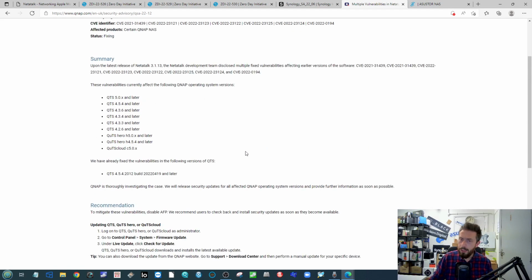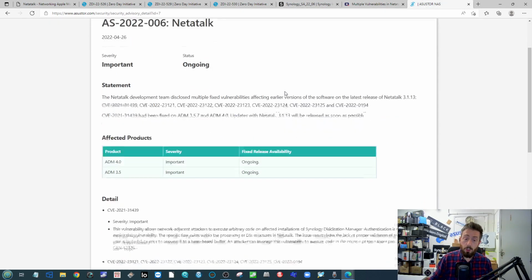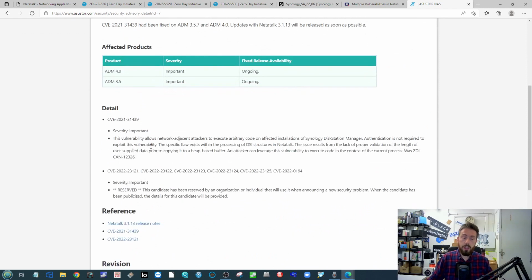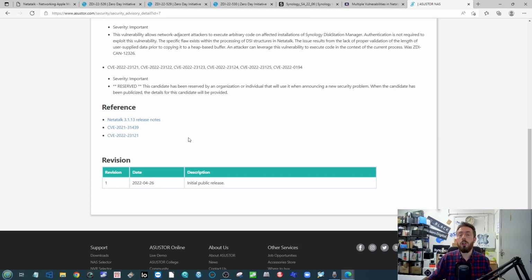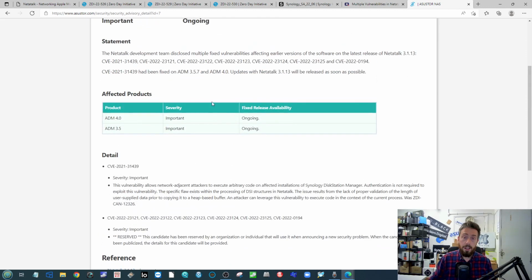QNAP have seemingly been the only platform that I can see that have recommended disabling the AFP Apple filing protocol in their settings and file services. And again, Asustor have listed it, but they've not gone into too much detail there. They've talked about the initial publication of it, but that's really it as it stands on the Asustor platform. But at least all three of these platforms are acknowledging it right now.